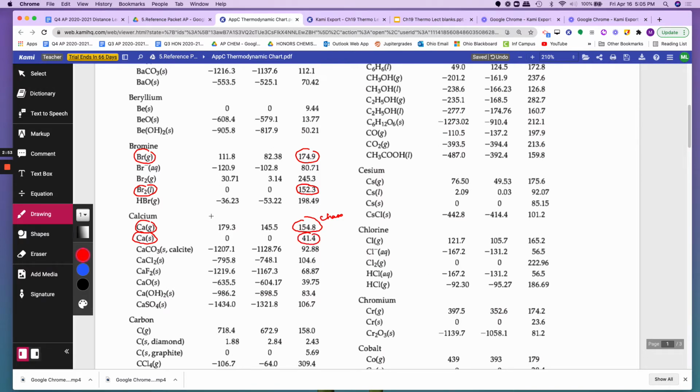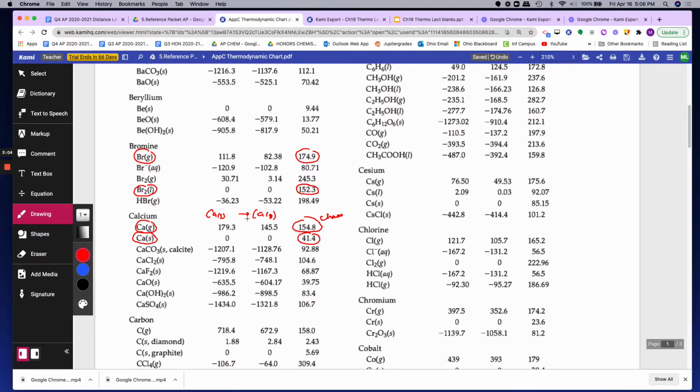So if you want to take calcium solid and turn it into calcium gas, well, what would happen to the entropy? Will it go up or will it go down? Of course, it'll be more chaotic, right? So it's positive delta S. Remember, positive delta S means more chaos.